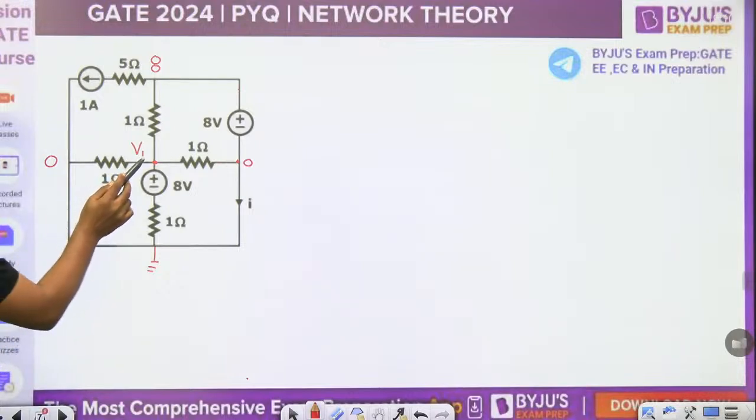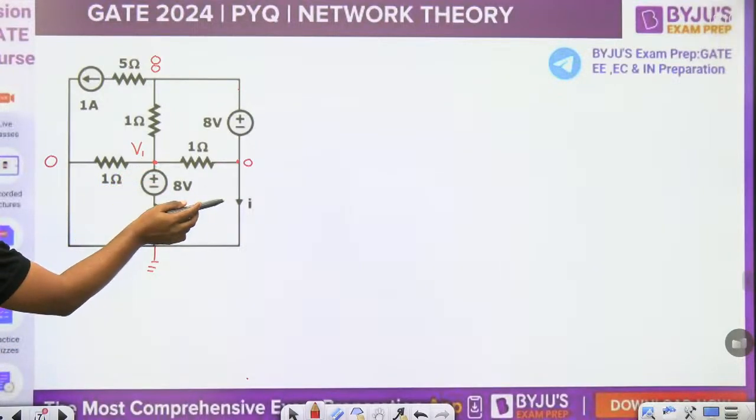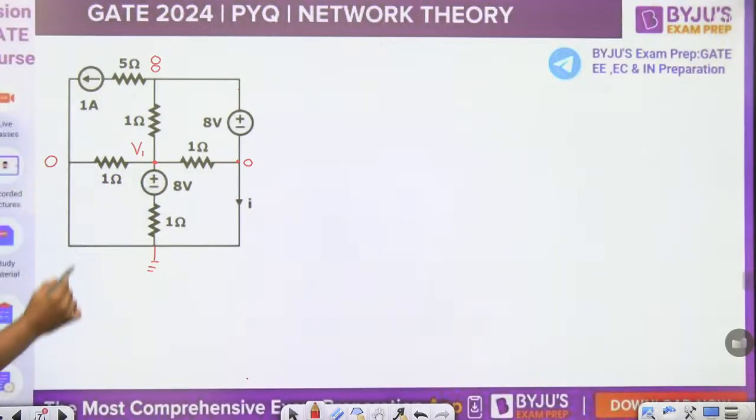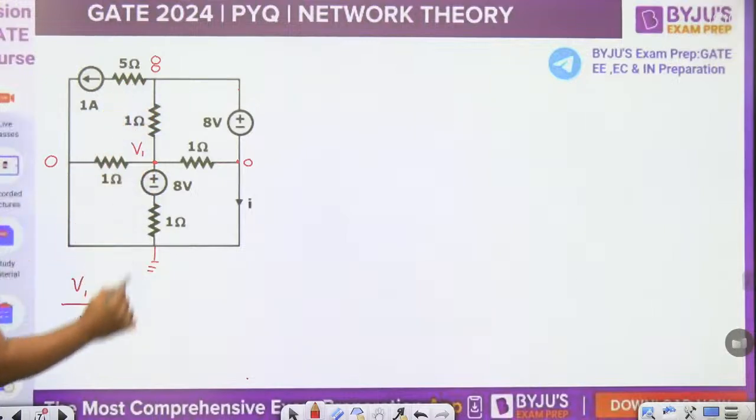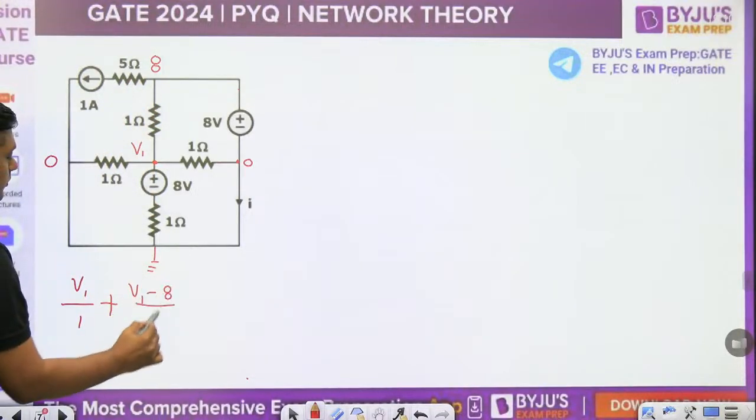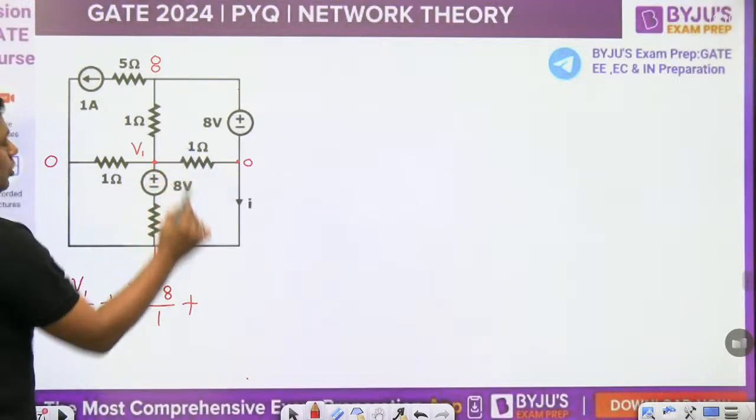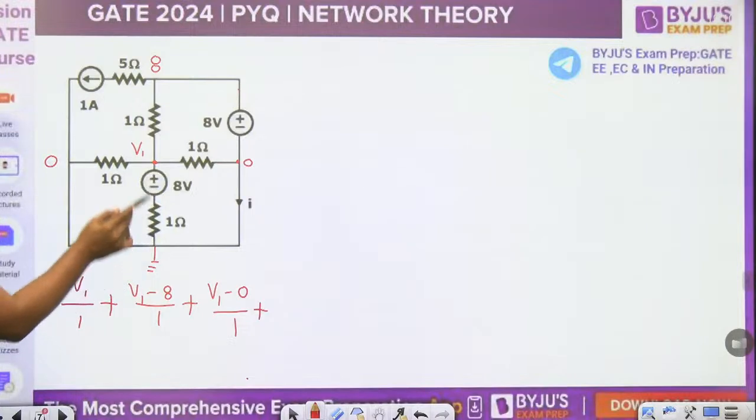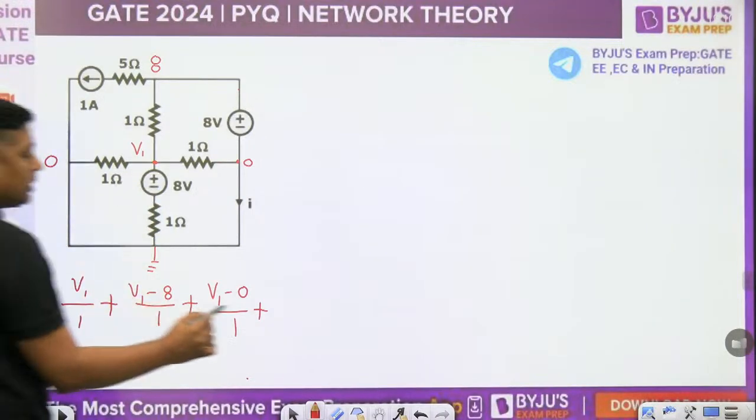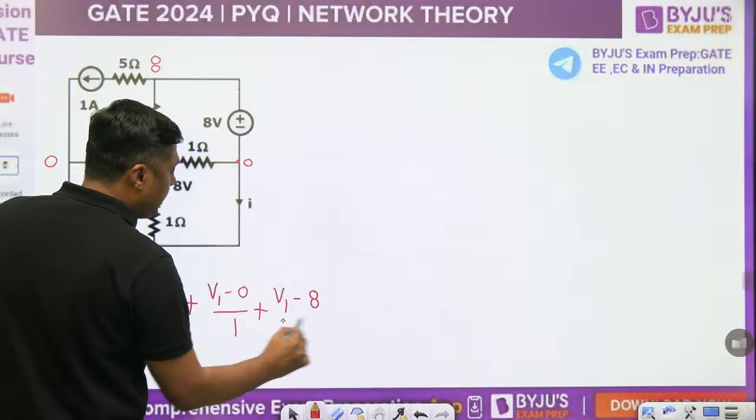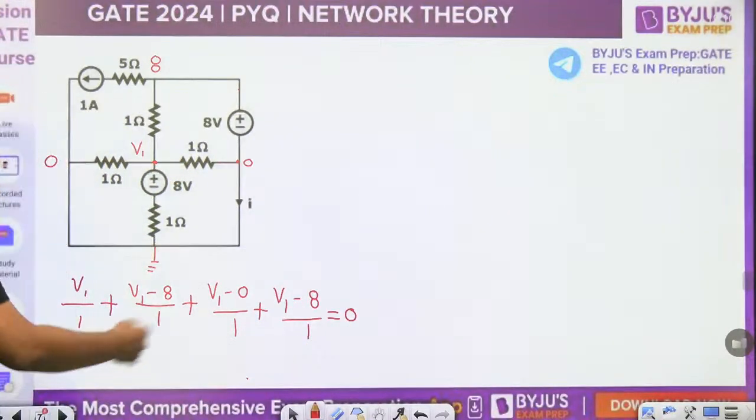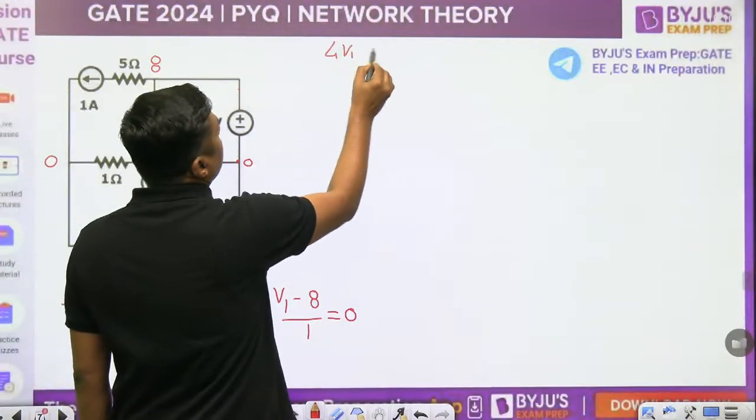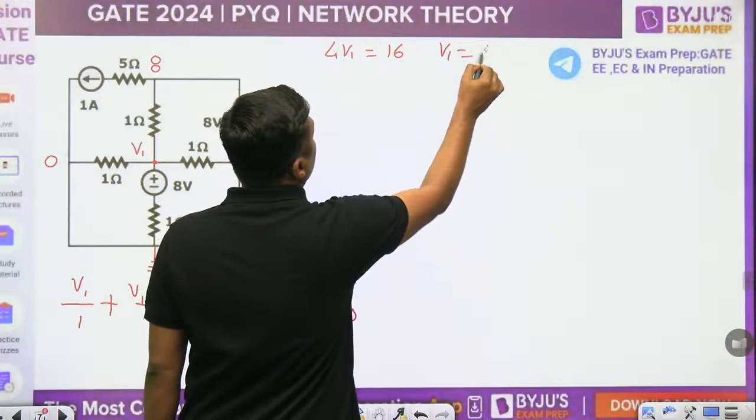So you can write the KCL at this point because you have to find I. So what is the KCL? V1 minus 0, that is V1 by 1, plus V1 minus 8 by 1, plus V1 minus 0 by 1, plus V1 minus 8 by 1 is equal to 0. We can interchange the 8 and 1 ohm. So this is 4V1 is equal to 16. So V1 is equal to 4 volt.